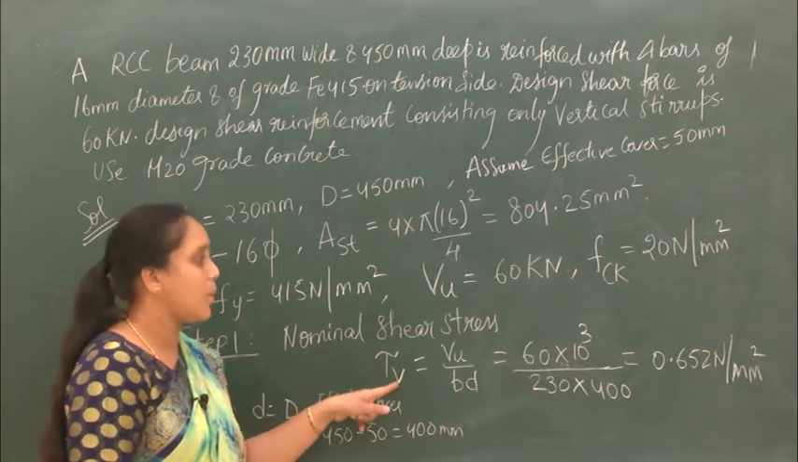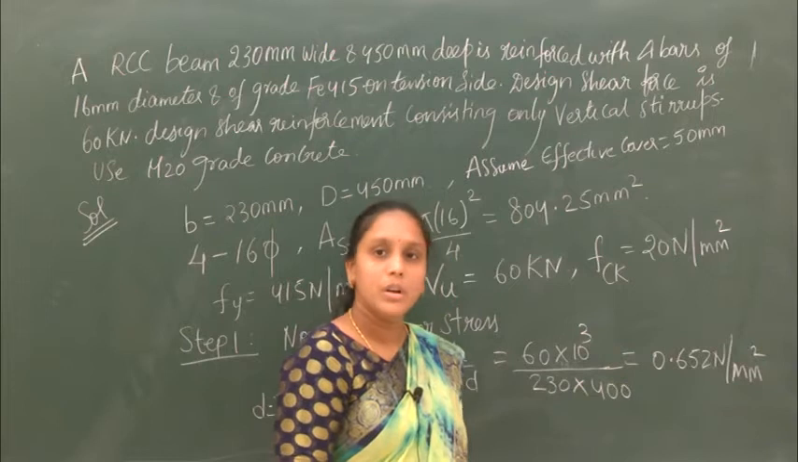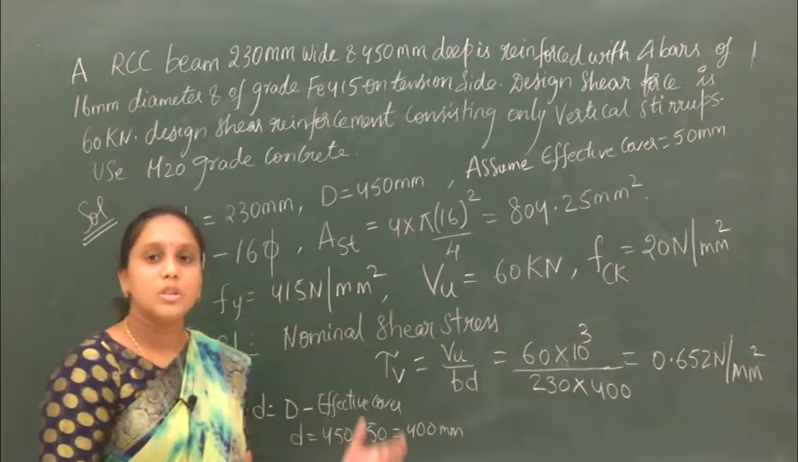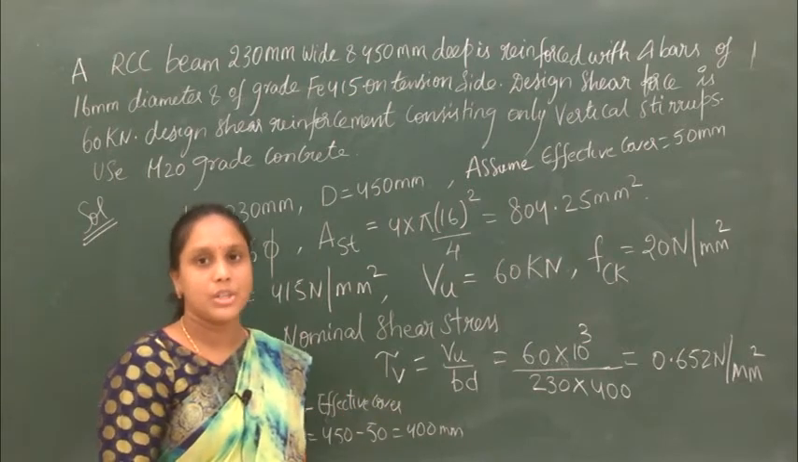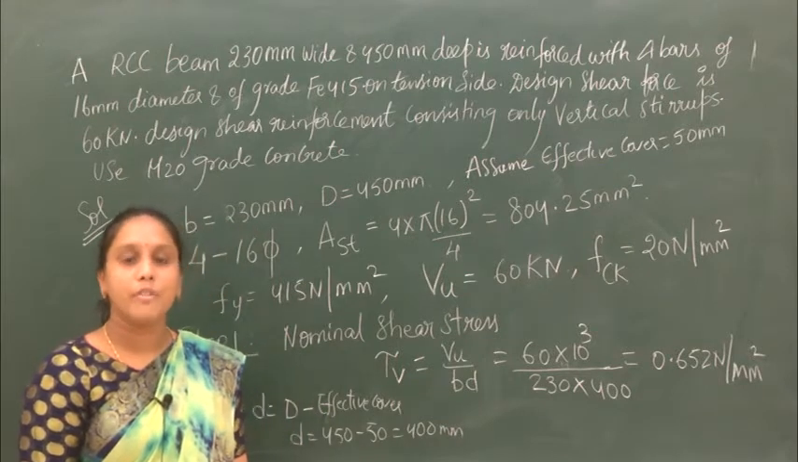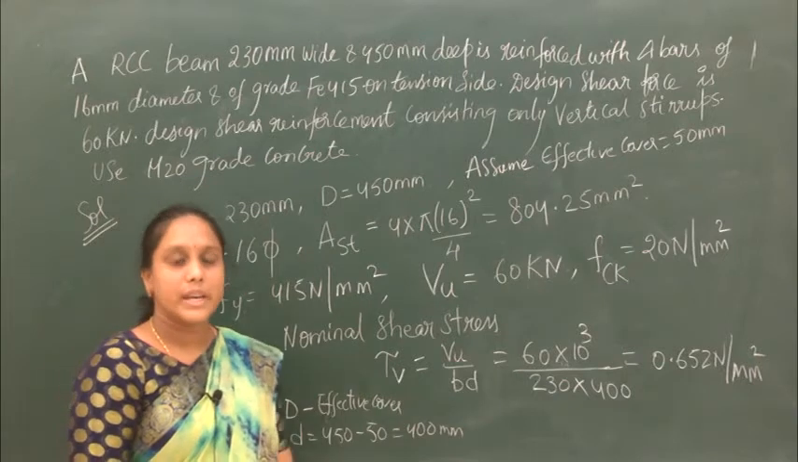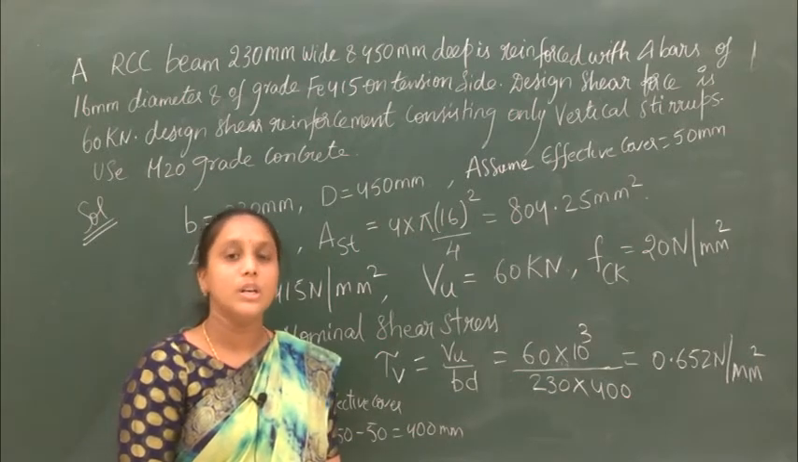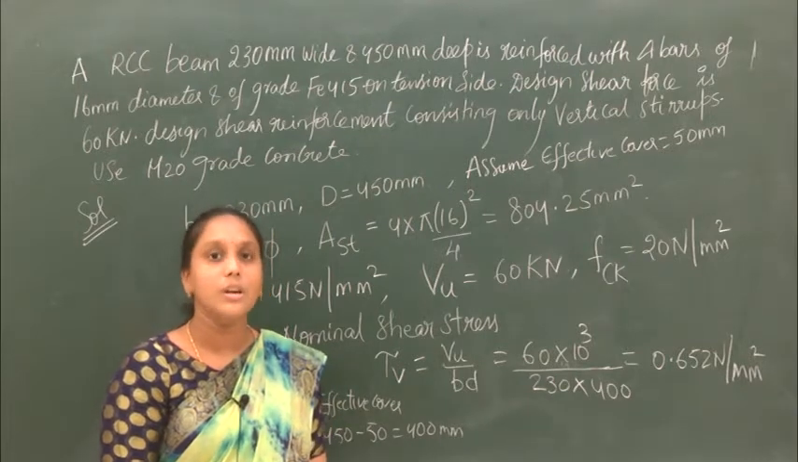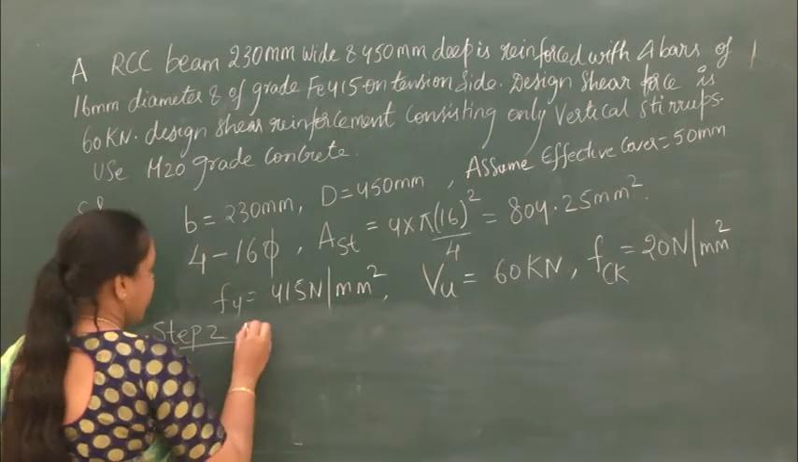So what is your nominal shear stress now? Nominal shear stress tau B is equal to 0.652 Newton per mm square. So what is the next step we have to do? We have calculated the nominal shear stress. Now we have to calculate the shear resistance of concrete, or the shear strength of the concrete. So the second step is to find out the tau C, that is the shear resistance or the shear strength of the concrete.